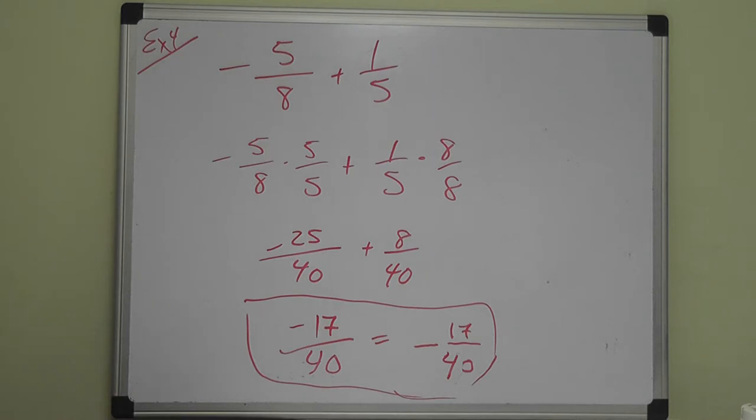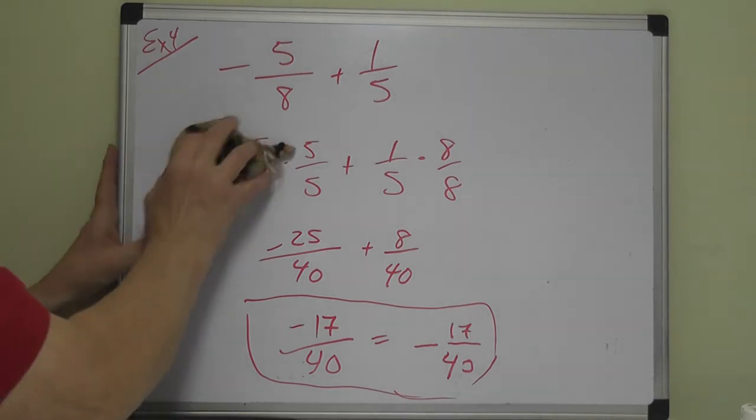Let's go ahead and look now at example 5. We have negative 2/3 minus 1/9.